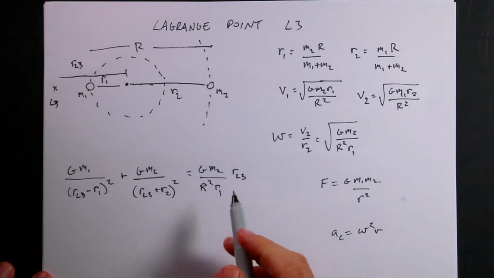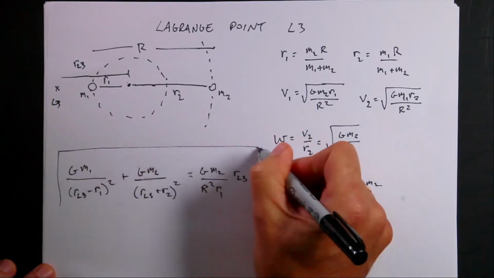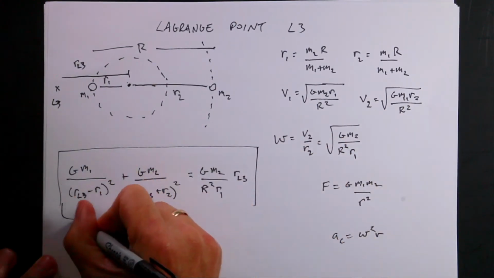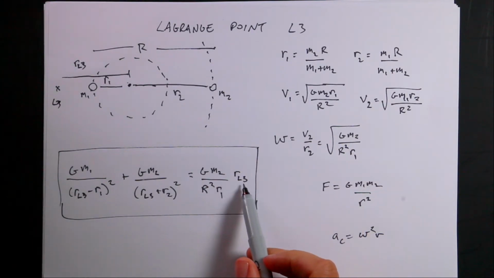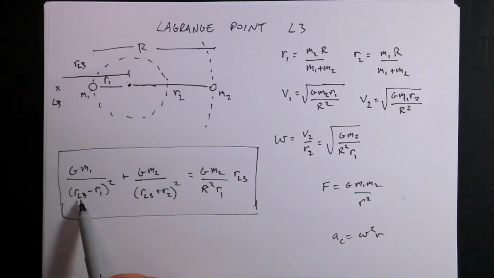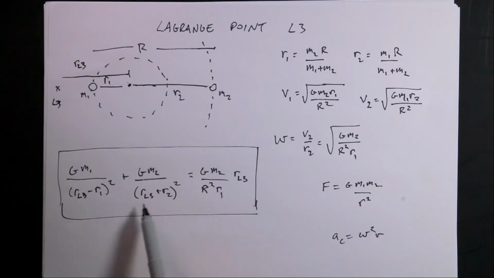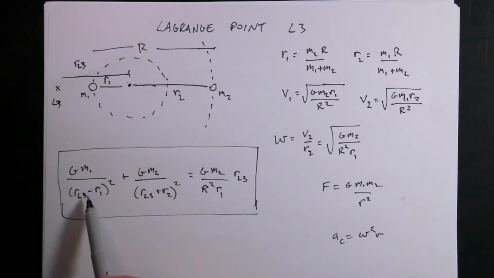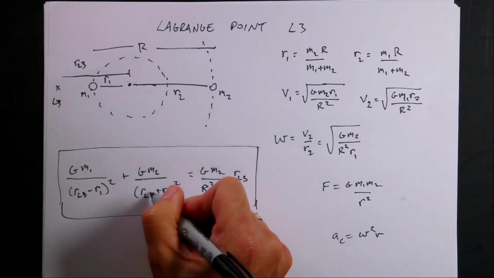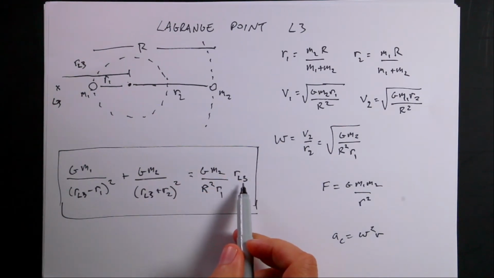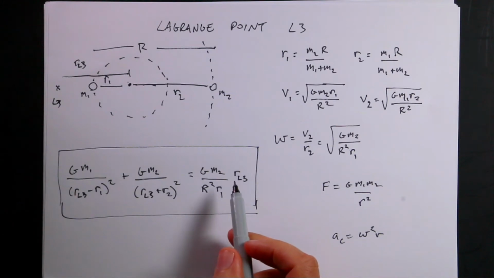Okay, so that's my equation, and I would like to solve this for RL3. But you see I have an RL3 squared in the denominator. I have multiple terms in the denominator if I multiply this out, and same thing over here. That's a 3, and then I have RL3 here. So it's a complicated enough equation.